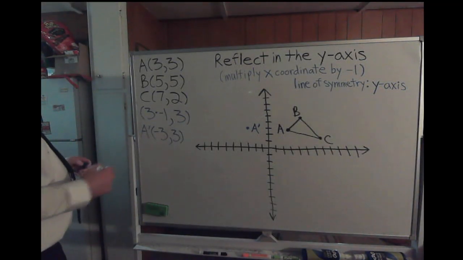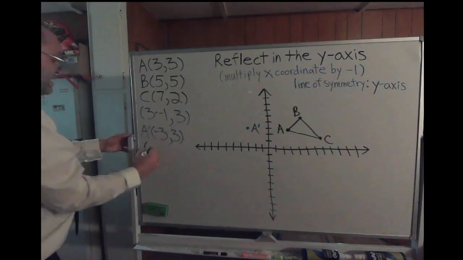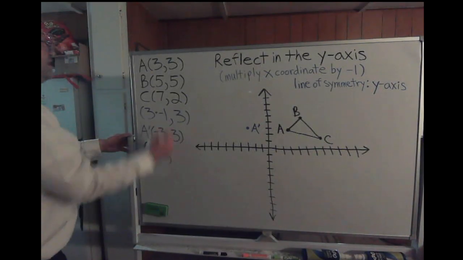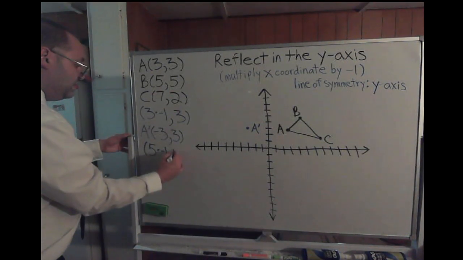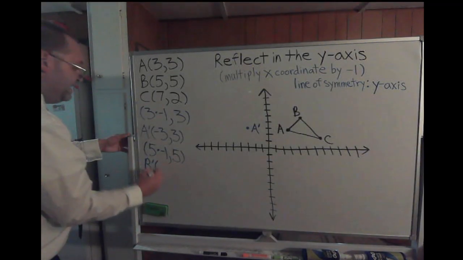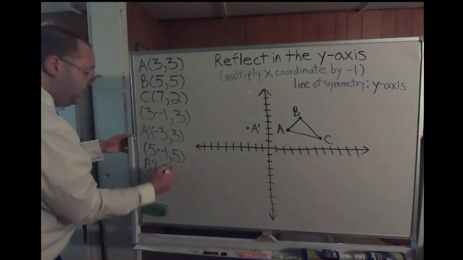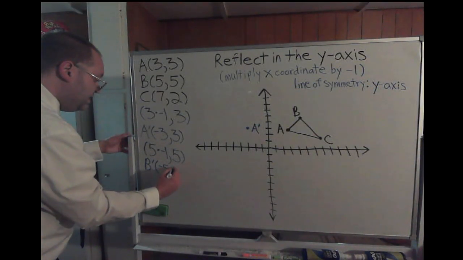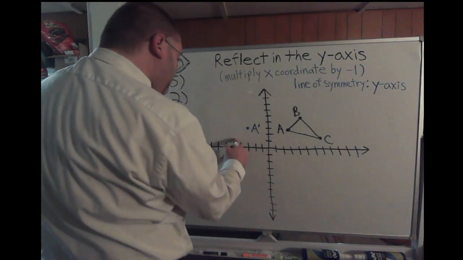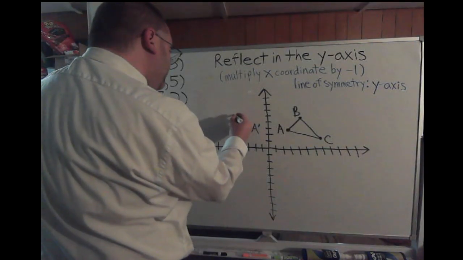Okay, let's deal with B now. So you take your x-coordinate of 5 and multiply it by -1. You leave your y-coordinate of 5 alone. So B prime for the x is 5 times -1, that'd be -5. Your y left alone being 5. So B prime is -5, 5. So 3, 4, 5. Right about there.